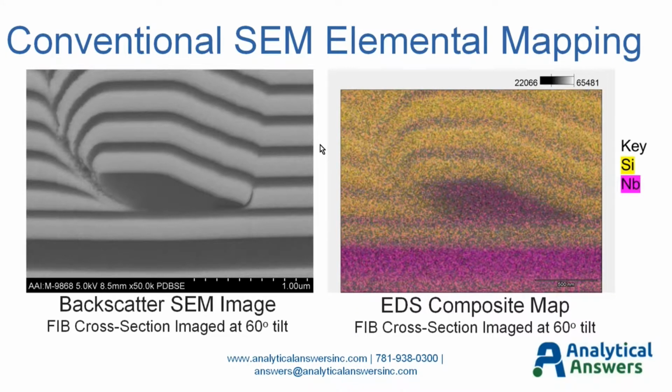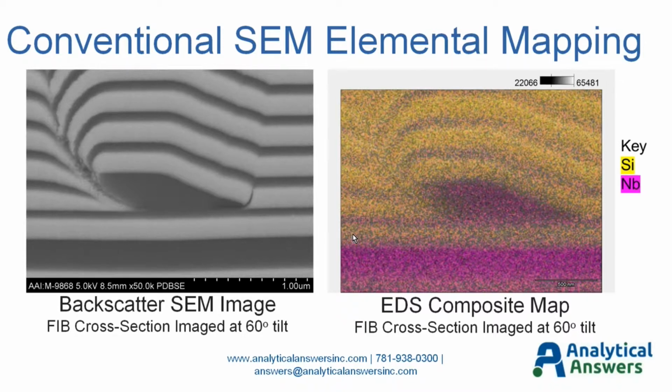So before I get into that, I'm just going to show here sort of a conventional SEM elemental mapping. This is a similar sample, optical coating with a thin embedded defect. This is a backscattered SEM image, reasonably high resolution, high magnification image. Again, in backscatter, materials that are heavier will show brighter contrast.